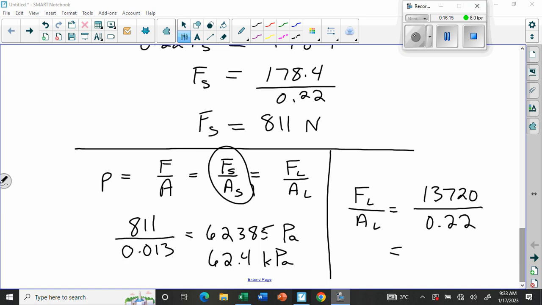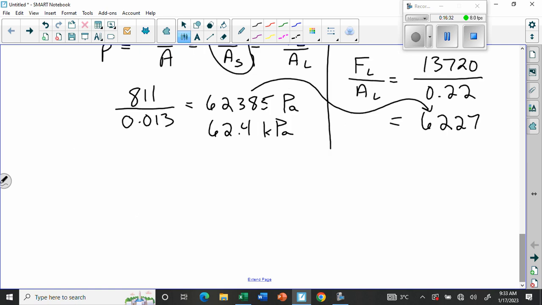So I'm getting slightly different answers. It's 62, and this one came out to 2.7. That's because, of course, we rounded off a lot of our numbers, right? So this number here and this number here are essentially the same number. They just differ because of rounding.